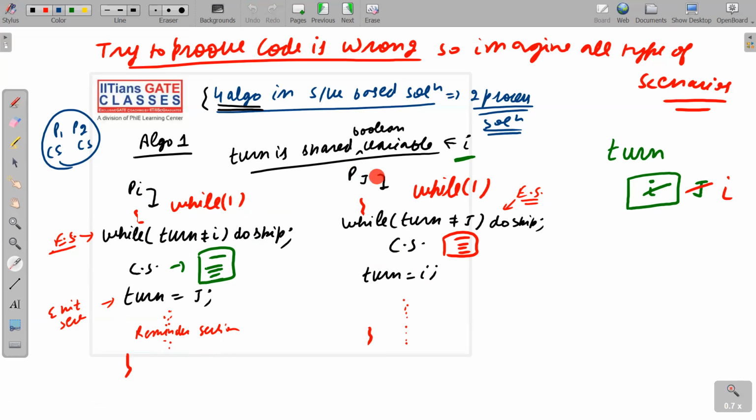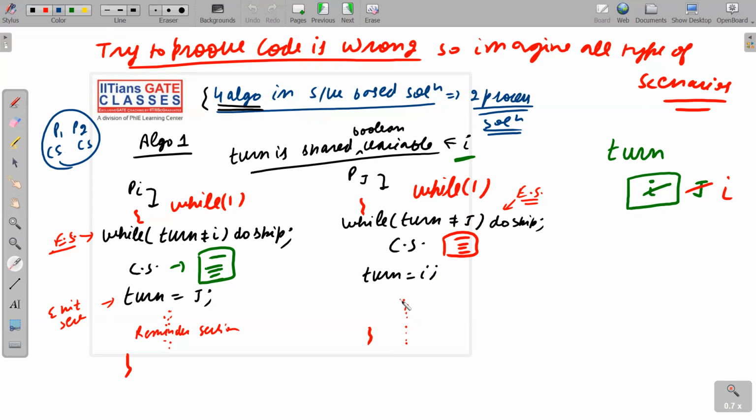Or what if the turn is i and, you can imagine priority scheduling, Pj has more priority than Pi? Then Pj will keep on executing and Pi is not getting the turn. You can imagine a scenario like this also. So when the turn is i and Pj wants to enter the CS, it cannot enter. So directly and indirectly, please do not get confused.